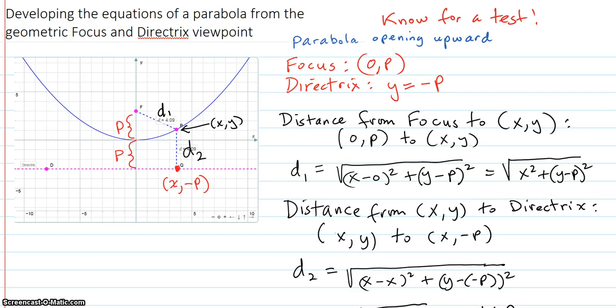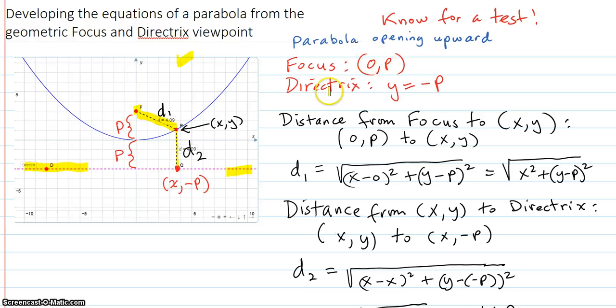Developing the equations of a parabola from the geometric focus and directrix viewpoint. So, looking at this graph here, of course, the focus is here and the directrix is this line down here going across here. And xy is on the parabola only if the distance to the focus is equal to the distance to the directrix. So we're going to develop the formula for this parabola.